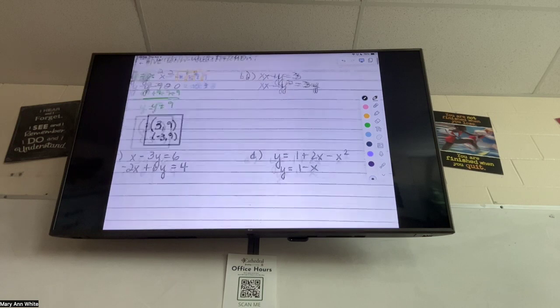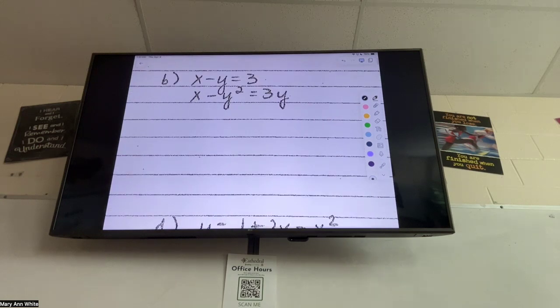All right, let's do letter B. We'll do that one together too. Which equation do you want to get one of the variables by itself? First one, which do you want by itself? X, good. So we'll add that y to both sides. So we get x equals y plus 3. And then we do what? Substitute in. So instead of x, I'm going to put y plus 3.